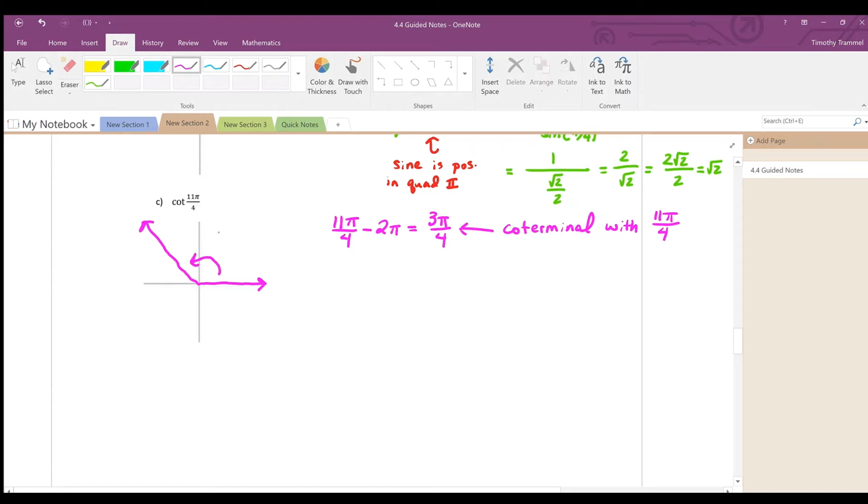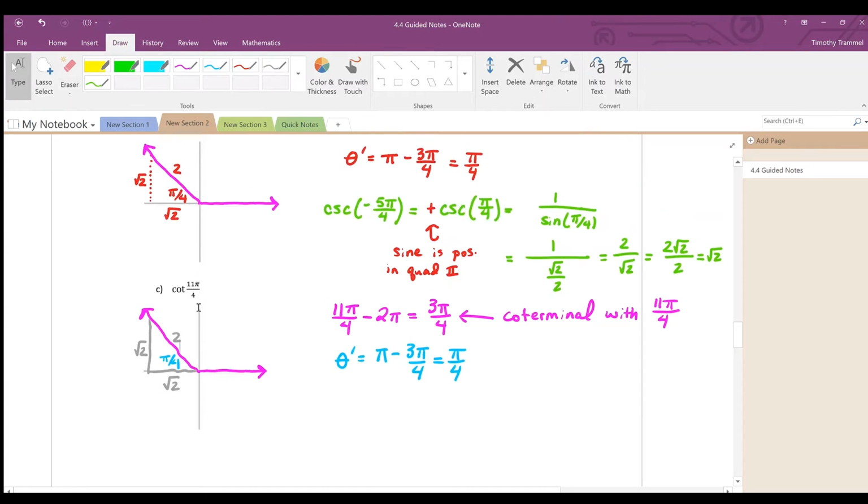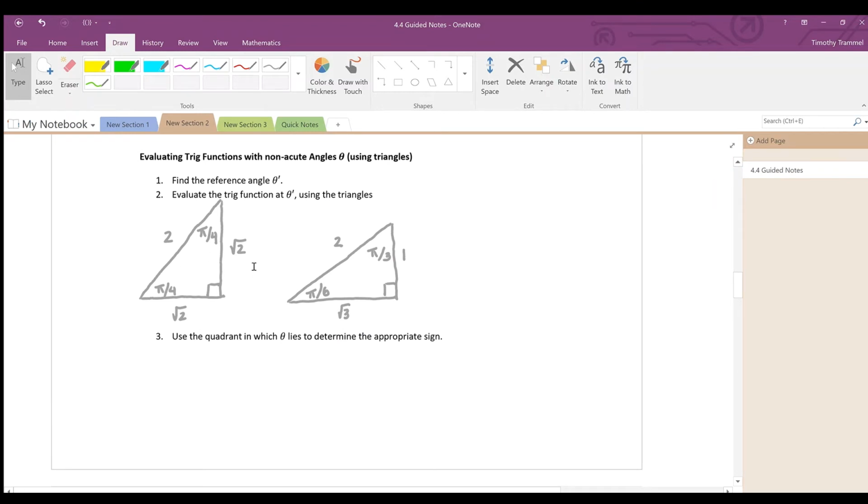Well, since this is 3 pi over 4, and this is pi, well, what's in between? That must be pi over 4, right? Okay, and again, this is our reference angle. Let's go ahead and sketch our reference angle in there, pi over 4. All right, and this forms a 45, 45, 90 triangle. All right, the adjacent side should be the square root of 2. The opposite side should be the square root of 2, and the hypotenuse should be 2. And again, if we scroll up, that's just our 45, 45, 90 triangle. 2 legs are root 2, and the hypotenuse is 2.